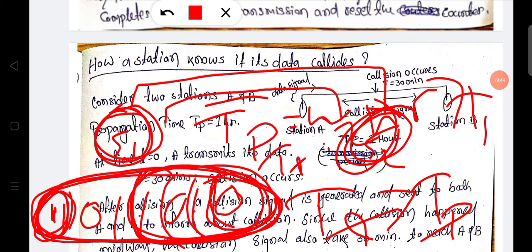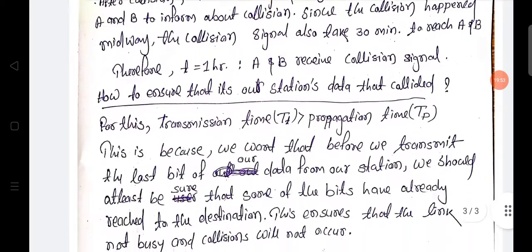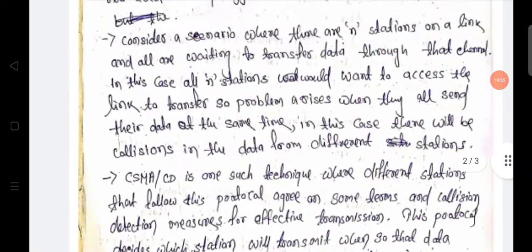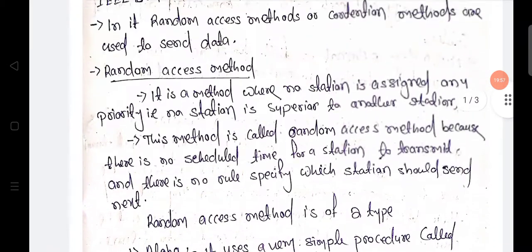So the transmission time should be greater than the propagation time. That's all about the internet and CSMA/CD.